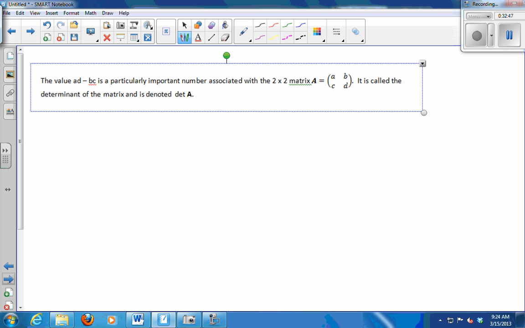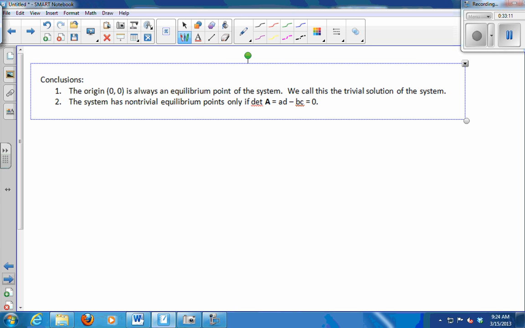So that value AD minus BC is a particularly important number that's associated with a 2x2 matrix. It's called the determinant of the matrix. It's denoted det of the matrix A. AD minus BC. So if you took linear algebra, you should be pretty familiar with determinants.